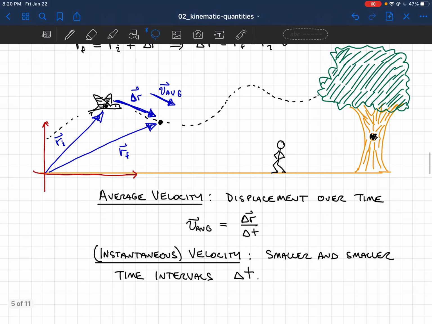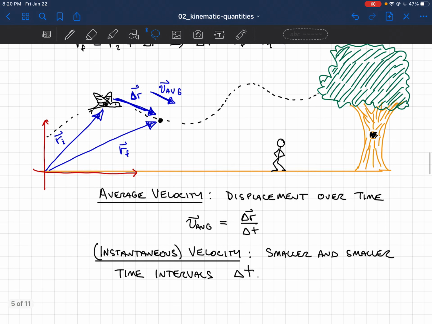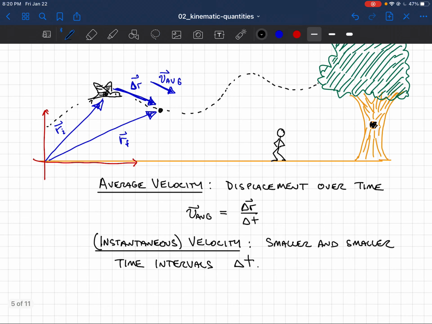Now let's consider the instantaneous velocity vector. So the instantaneous velocity comes about by saying, well, it's going to be the limit as delta t goes to 0 of delta r over delta t.